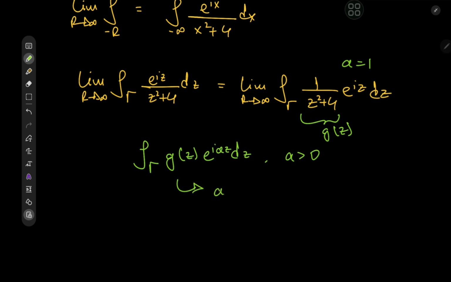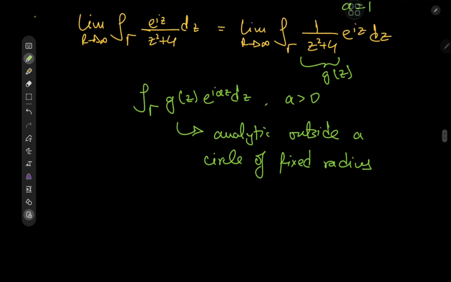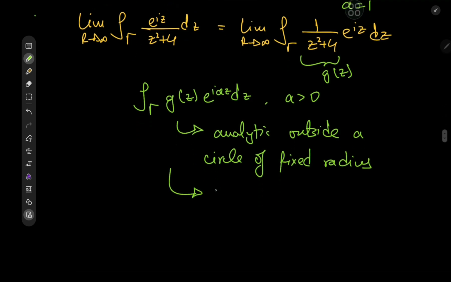Well, it needs to be analytic outside a circle of some fixed radius. In our case, that radius would be 2. Okay, cool. What else? Well, we need the limit, as r tends to infinity, of the modulus of g on the semicircular arc gamma to be equal to 0.